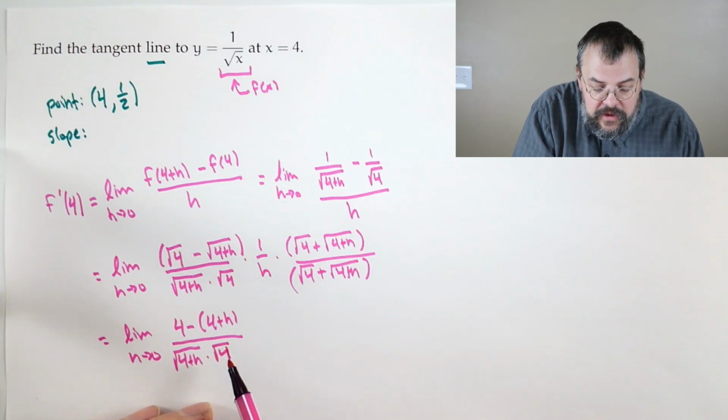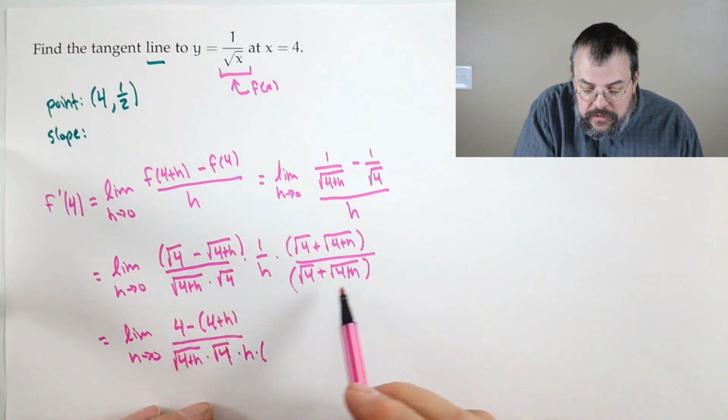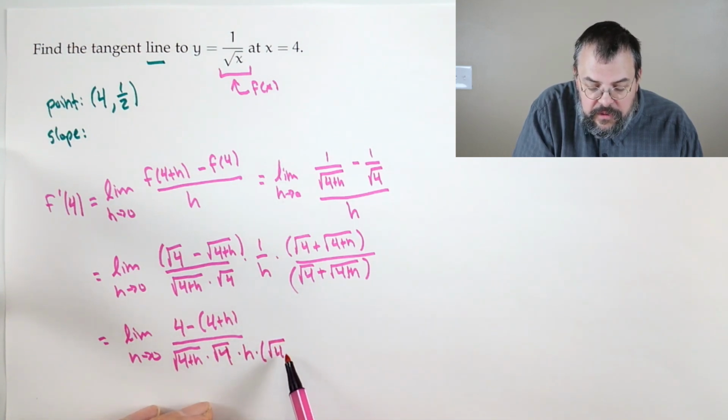All right, so square root of 4 plus h times square root of 4 times an h times, and you don't expand this. You just leave this as square root of 4 plus square root of 4 plus h.